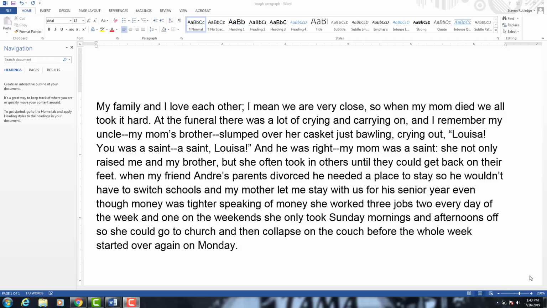So let me just take a part of this example writing and show you what it looks like when I add in punctuation. It reads something more like this. My family and I love each other, semicolon. I mean, we're very close, comma, slight pause. So when my mom died, we all took it hard, period. End of thought, beginning of new thought. At the funeral, there was a lot of crying and carrying on, slight pause, comma.